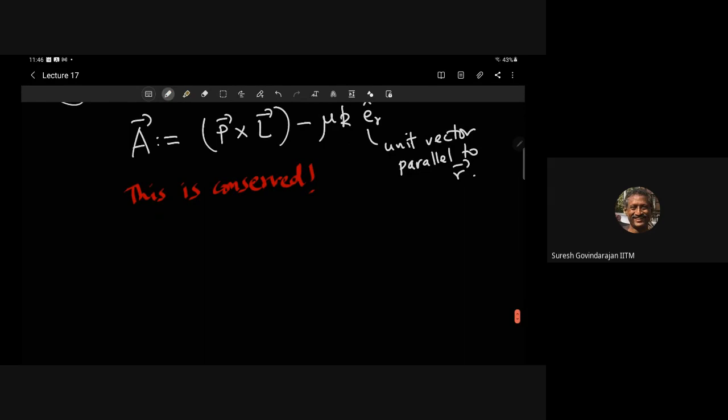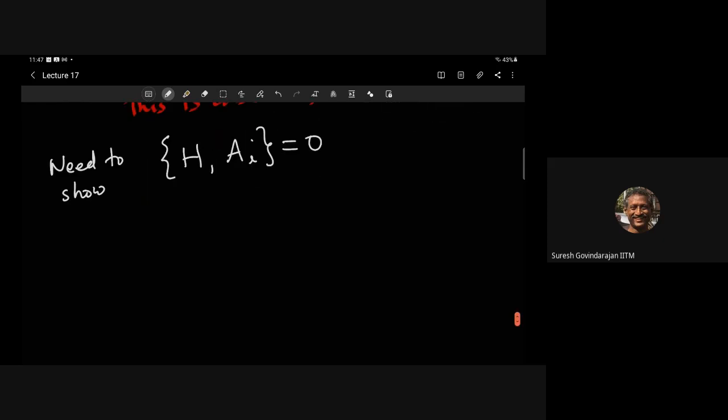Okay, so what do I mean if it is conserved? If we do this, H with Ai should be 0, because it has no time dependence, right? Or A with H. Okay, so we will do this computation. It has two parts, so I'll do it in two parts. I will actually write it the other way. Okay, so let us do this computation.